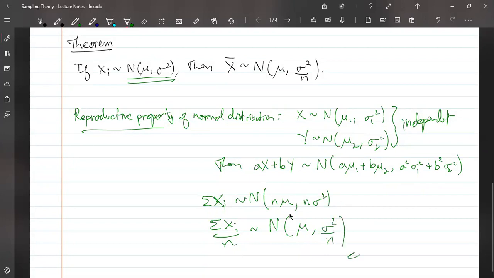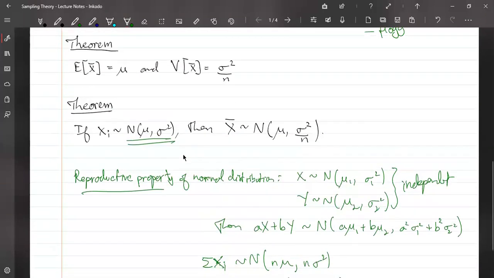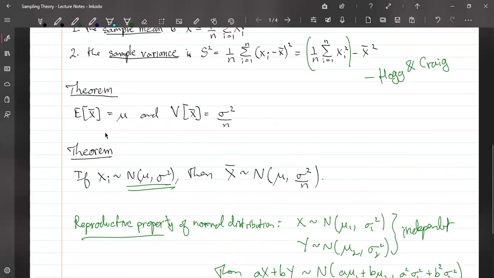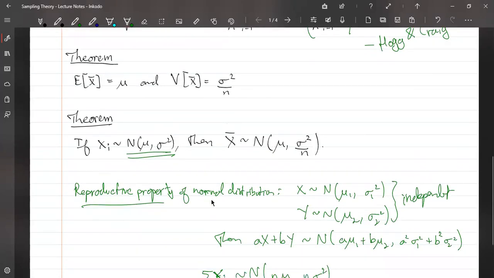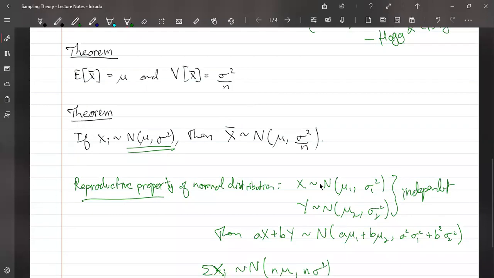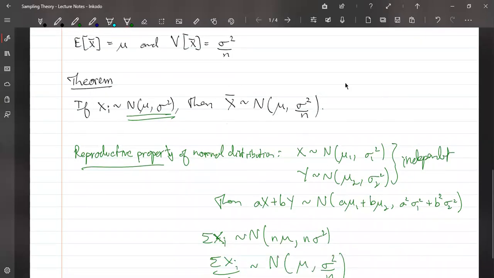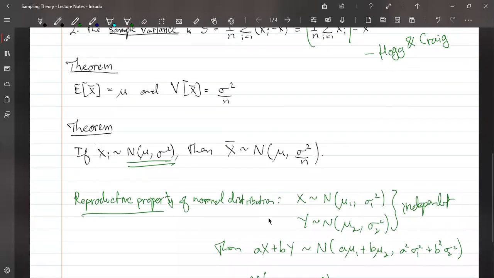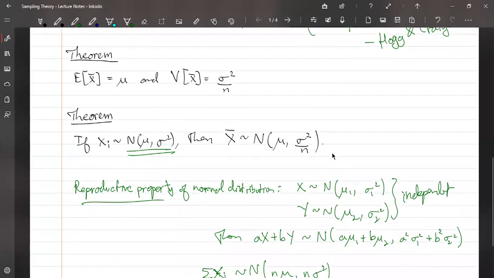So that's one way to prove this using the reproductive property. Or if you know the property, then we have already found that in any case, whatever be the distribution, E of x bar is mu and V of x bar is sigma square by n. And from the reproductive property, we know that it is some normal distribution. But if we know independently that it's normal and this is the mean and this is the variance, we just combine those two and immediately get this. So two different ways to prove this. So please make a note of this theorem. This is what we'll be using for the problems now.